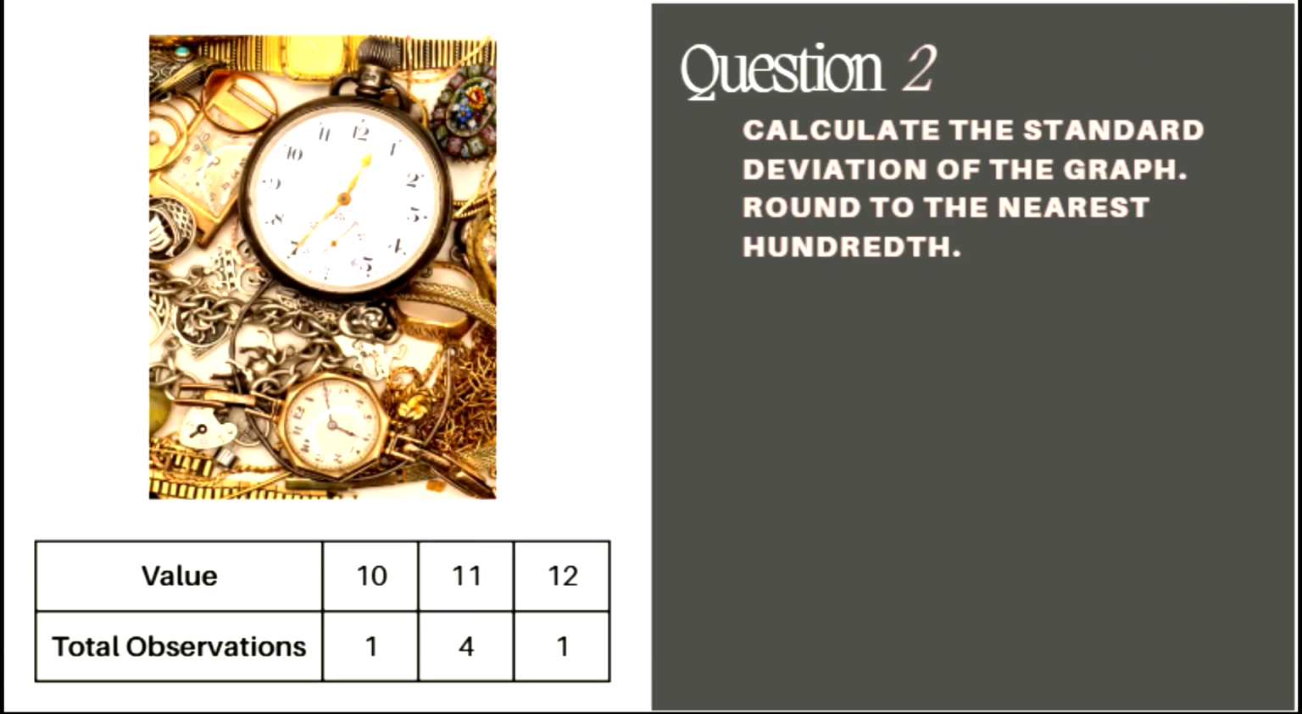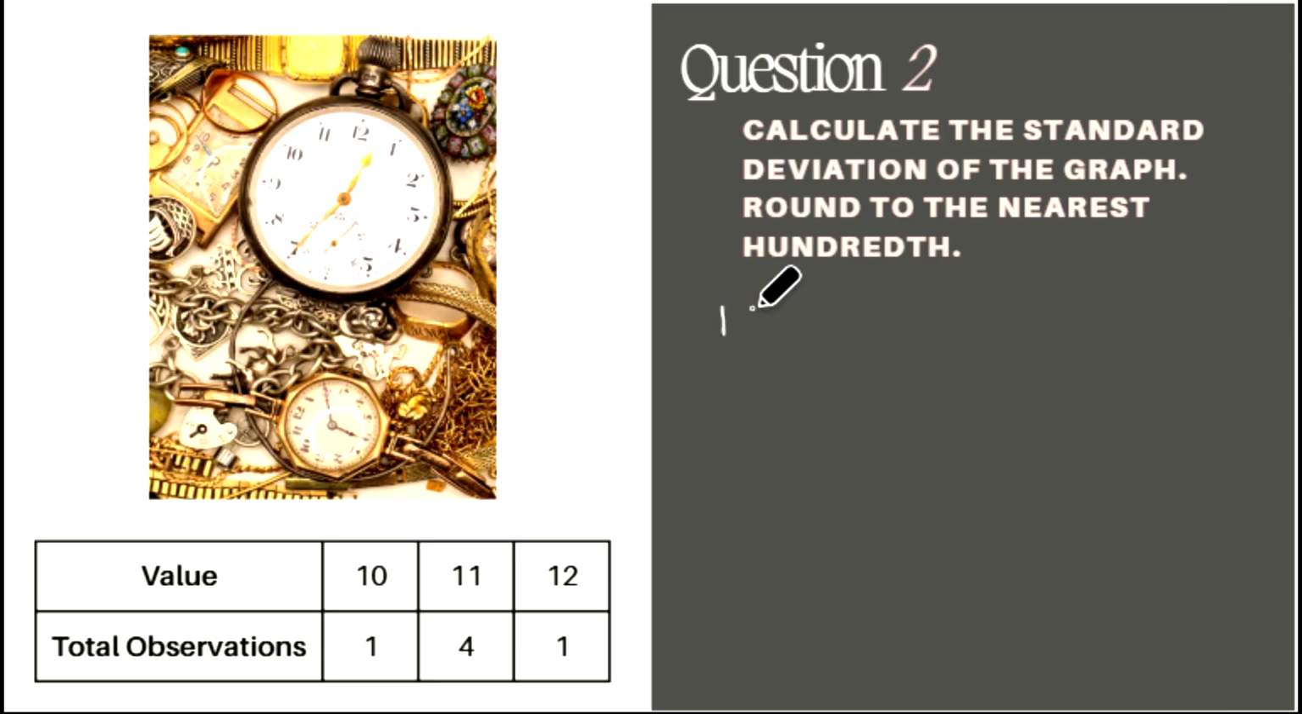Calculate the standard deviation of the graph, rounding to the nearest hundredth. Use this information. Pause it, figure it out, come back. Okay, I'm going to see if I can handle it this time without drawing my dot plot. Watch me screw it up. It wouldn't surprise me. So the first thing to do is to figure out the mean.